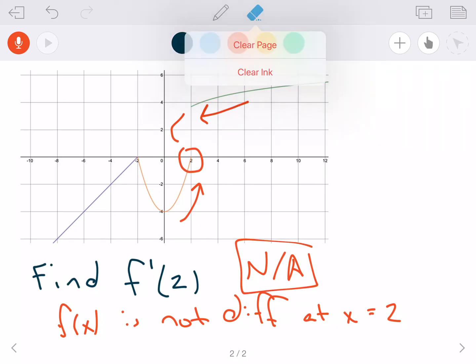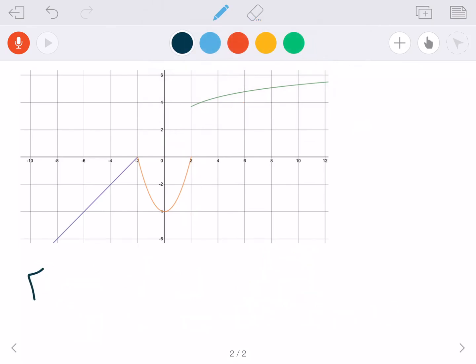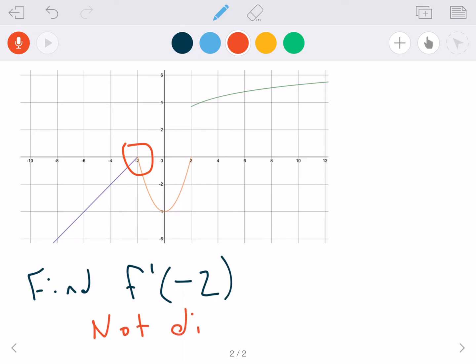So let's try a different one. Let's find the derivative at negative 2. If I go look at negative 2, I still have the same problem. This is not differentiable. It's continuous. I can draw without picking up my pencil. It's continuous, it's defined, but it's not smooth, right? If it comes to a sharp point, I think it's called a cusp. And so that is not smooth. It's a sharp point. And so once again, we say that this thing is not differentiable.